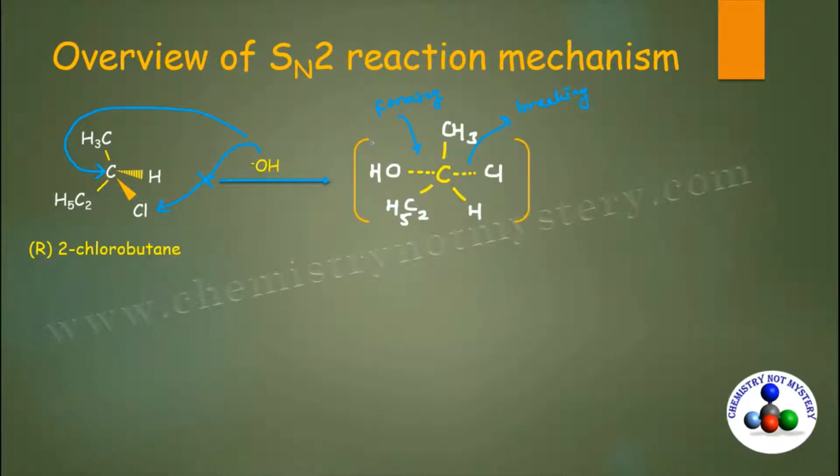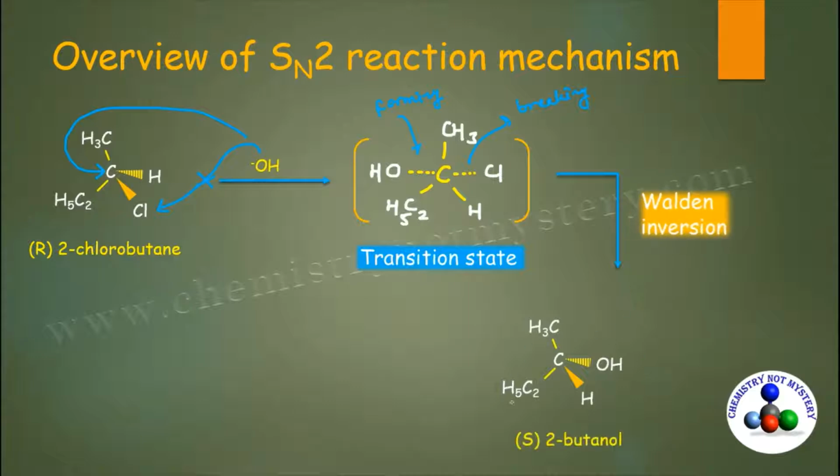That's why this stage of the molecule is known as transition state. Once the bond between carbon and leaving group breaks and the carbon and nucleophile bond is formed, you will get the inverted product. And this inversion of configuration is known as Walden inversion. We have studied Walden inversion in the previous video of SN2 reaction mechanism in detail.